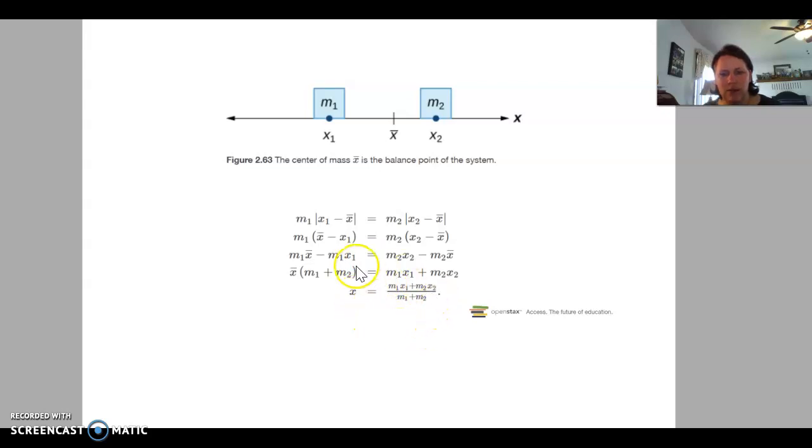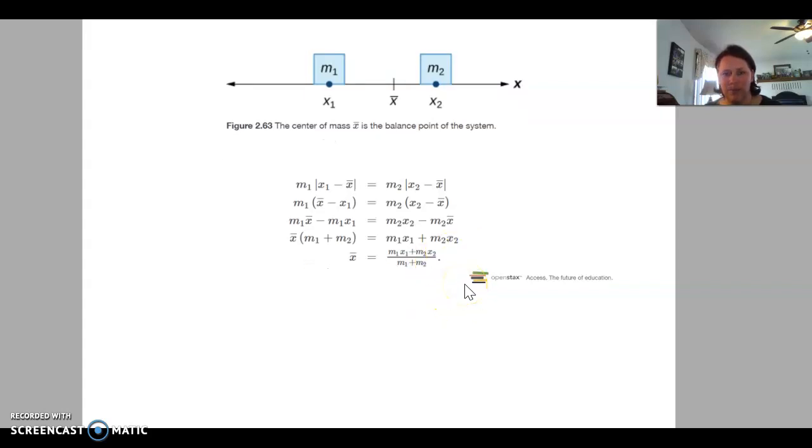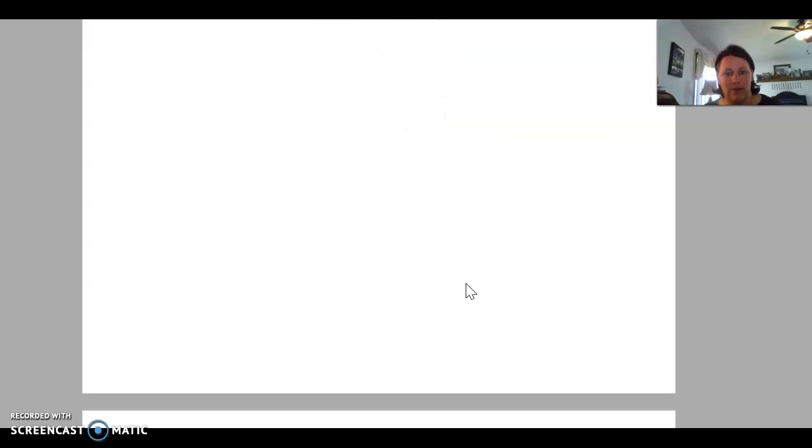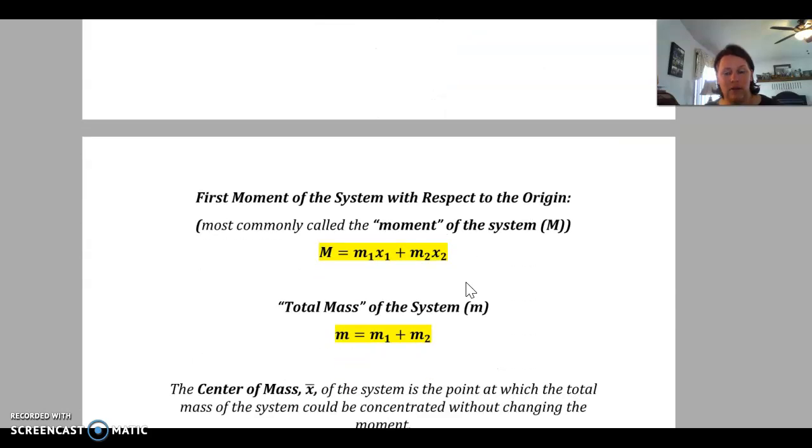So when we get down to our final equation down here, we have x bar, which is the center of mass, is equal to the sum of the moments, all moments, over the sum of the total mass. So just the total weight of all of the objects put together. And that's how we find the center of mass.